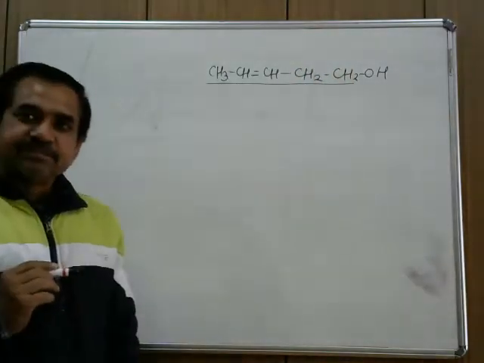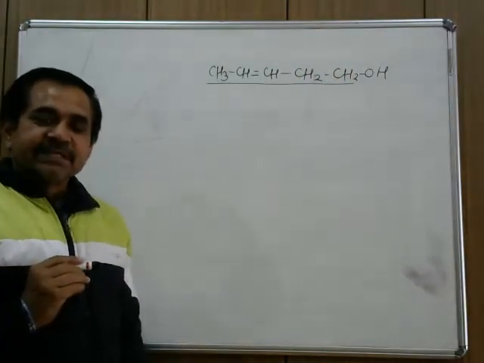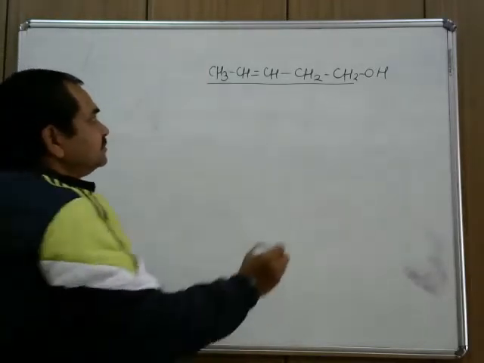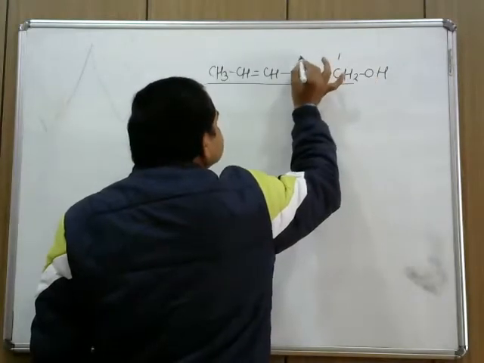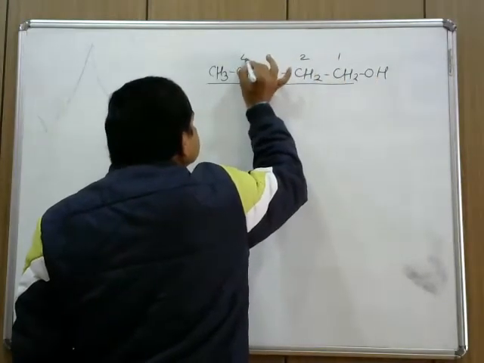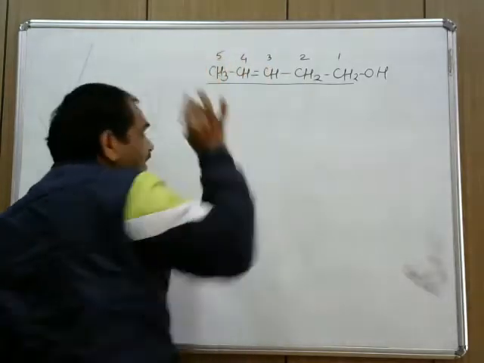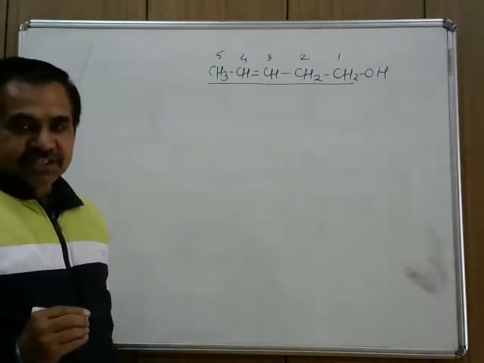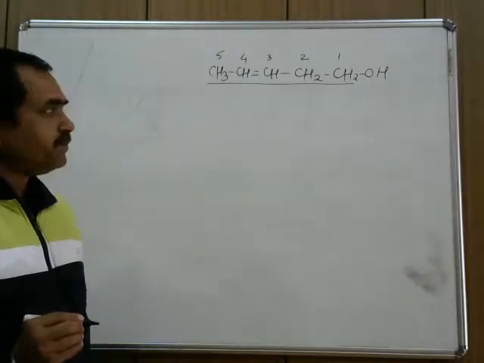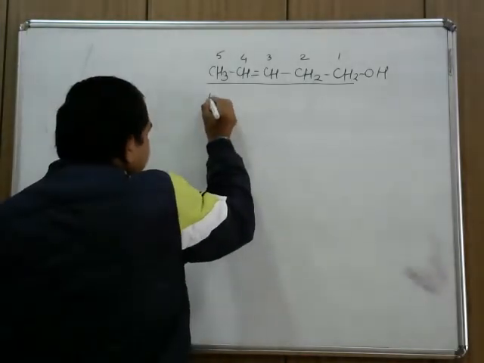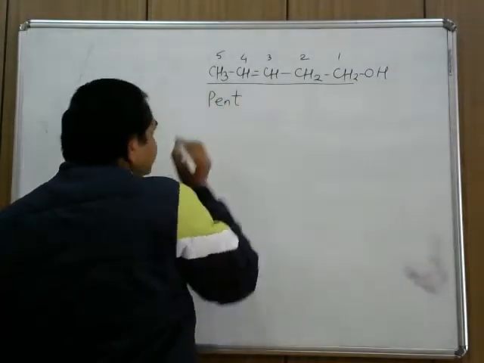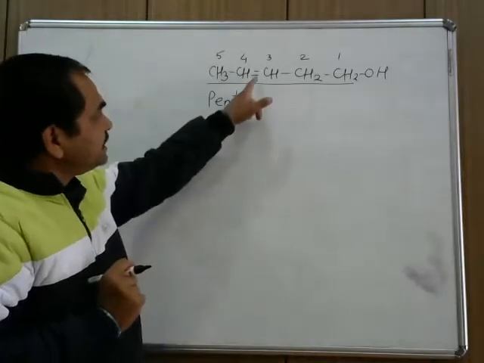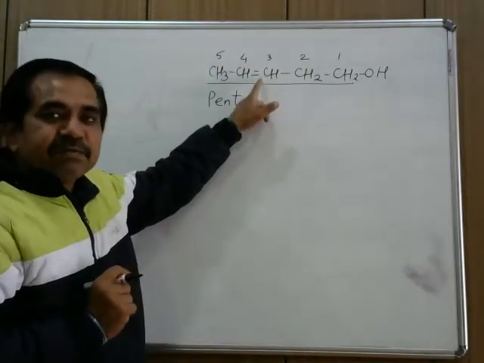First step, selection of longest chain. Second step, numbering of chain. Then pent, the root word. Now this time suffix 1 is ene because of the presence of this double bond.